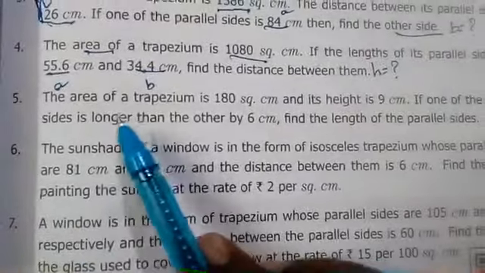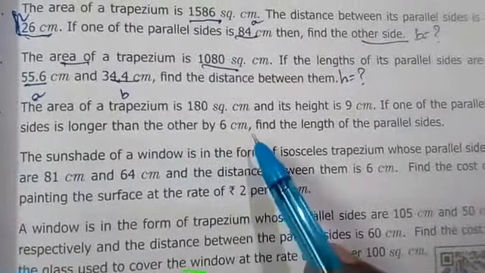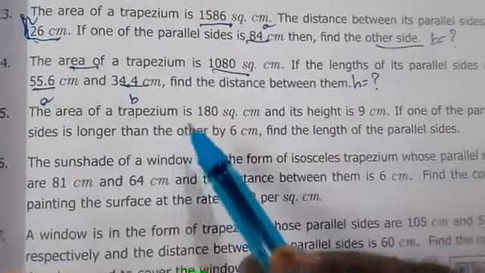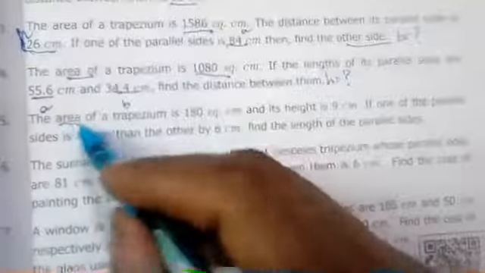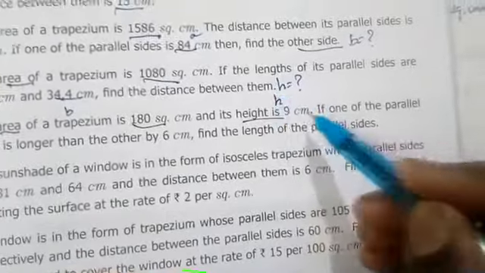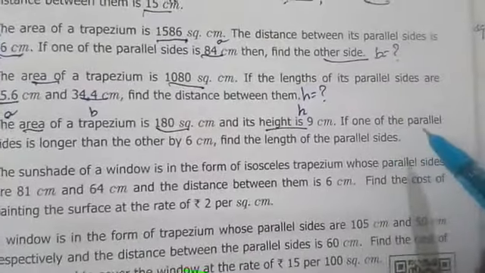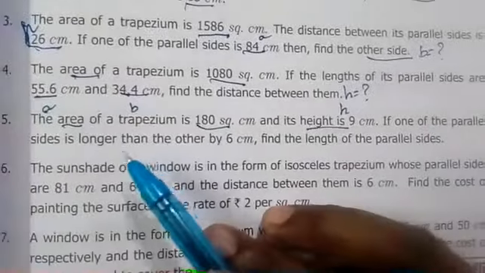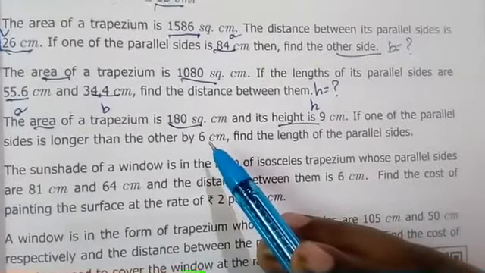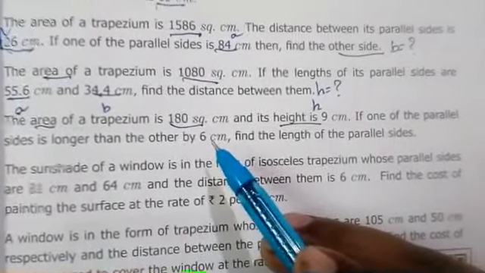Fifth question. The area of a trapezium is 180 square centimeter and its height is 9 centimeter. One of the parallel sides is longer than the other by 6 centimeter. Find the length of the parallel sides. So area is given, that is area equal to 180 square centimeter. Then height, h is equal to 9 centimeter. Here the length of the parallel sides is indirectly given: one of the parallel sides is longer than the other. So that means we have to consider one of the parallel sides as A and the other parallel side as B.